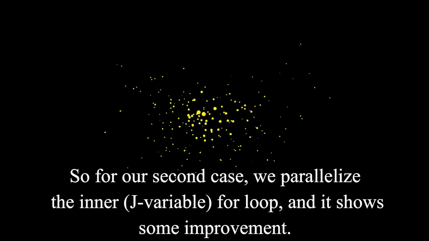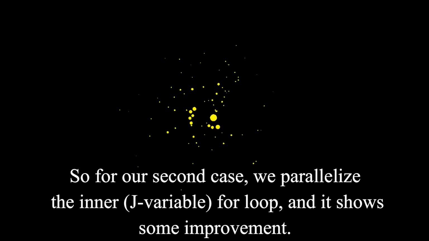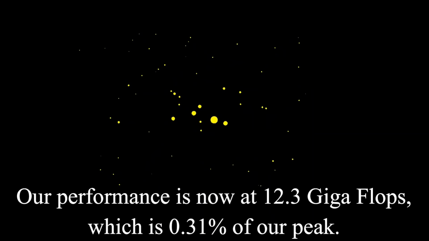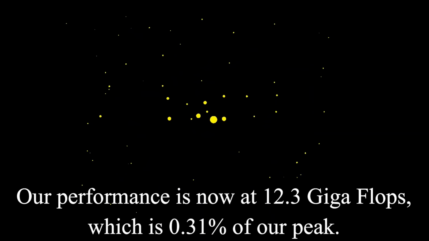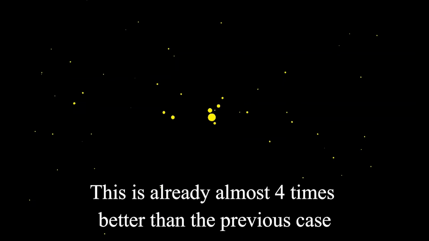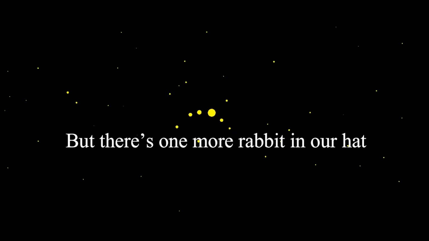So for our second case, we parallelize the inner J variable for loop, and it shows some improvement. Our performance is now at 12.3 gigaflops, which is 0.31% of our peak. This is already almost 4 times better than the previous case. But there's one more rabbit in our hat.